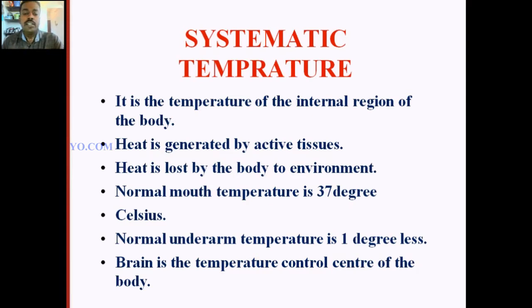Okay, right? So the underarm temperature is 1 degree less than normal mouth temperature. Normal mouth temperature is 37 degrees Celsius, which means underarm temperature is 36 degrees. This is for a normal human being. If the temperature is more than 37, that patient is affected by some other disease. A very basic example is fever.